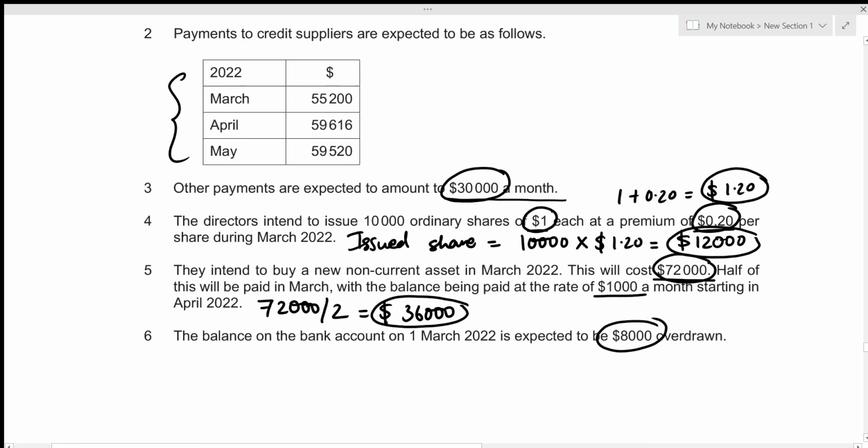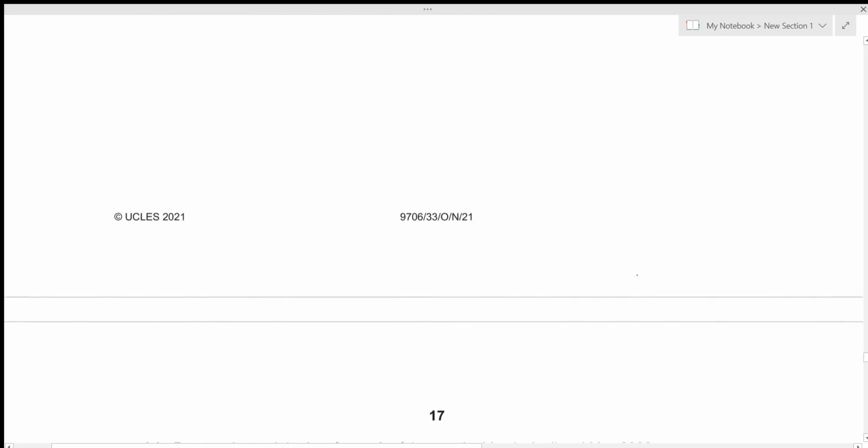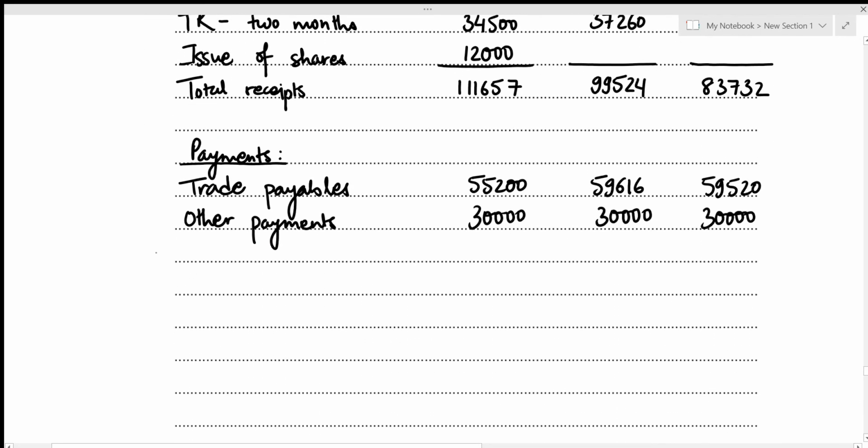And then the balance will be paid at the rate of 1,000 a month starting in April 2022, which means that the payment will be made at the rate of 1,000 for the remaining months. So 1,000 will be recorded for the months of April and May in our cash budget. Let's do that. We can record this under the heading of purchase of non-current assets. Okay, we paid half of the amount for the month of March, which was 36,000. Then for the remaining months, we are paying 1,000 each. Alright, this concludes all of our payments.